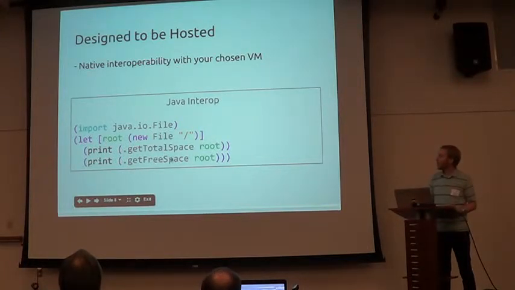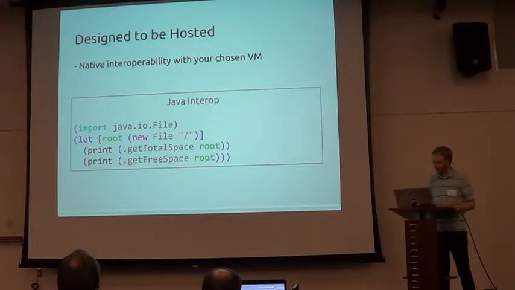So we're calling getTotalSpace, which is defined in the Java API, on our root file object. And we can also get the free space and go ahead and print that out. So this is just a little command line application that when you run it, it'll just print out both of those. And hopefully it matches what df prints out. So that's Java. Any questions so far?